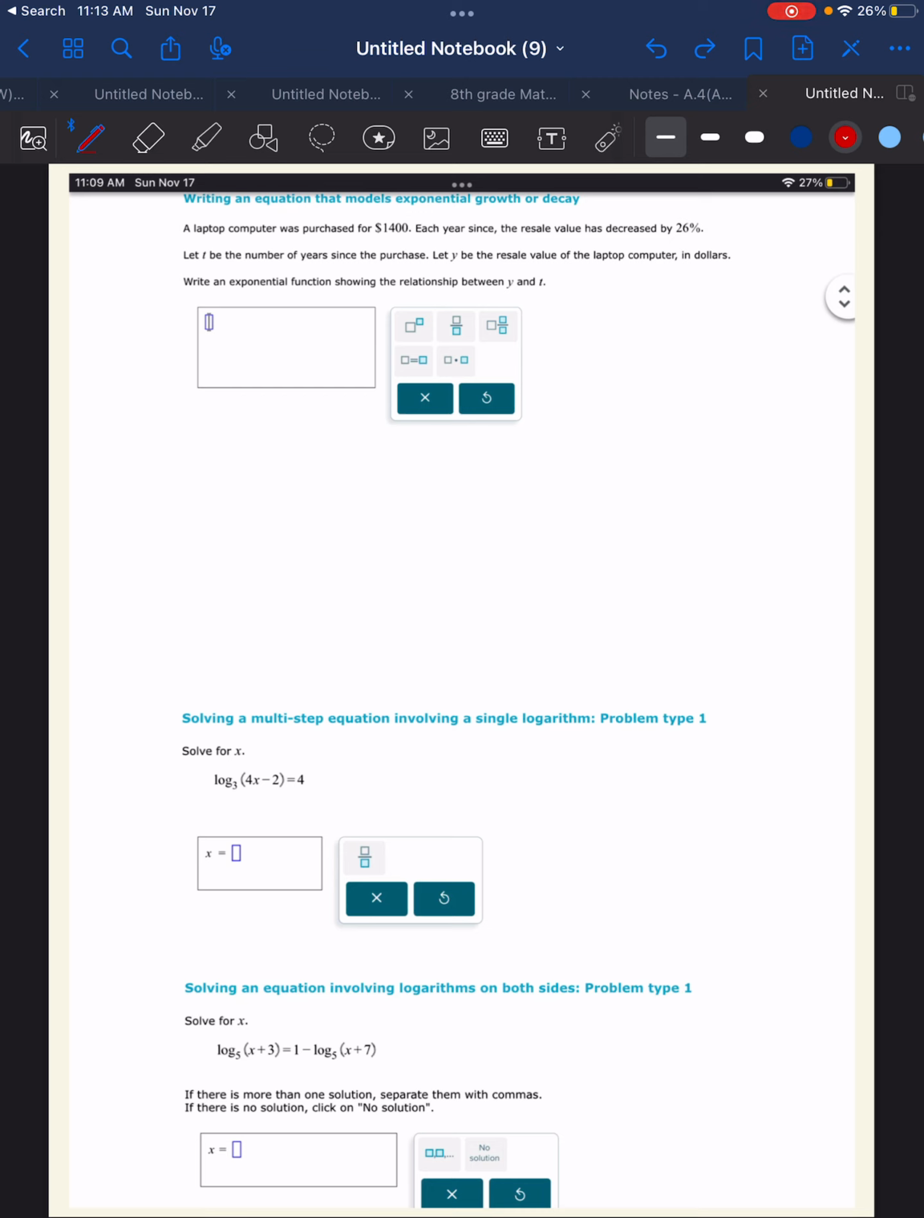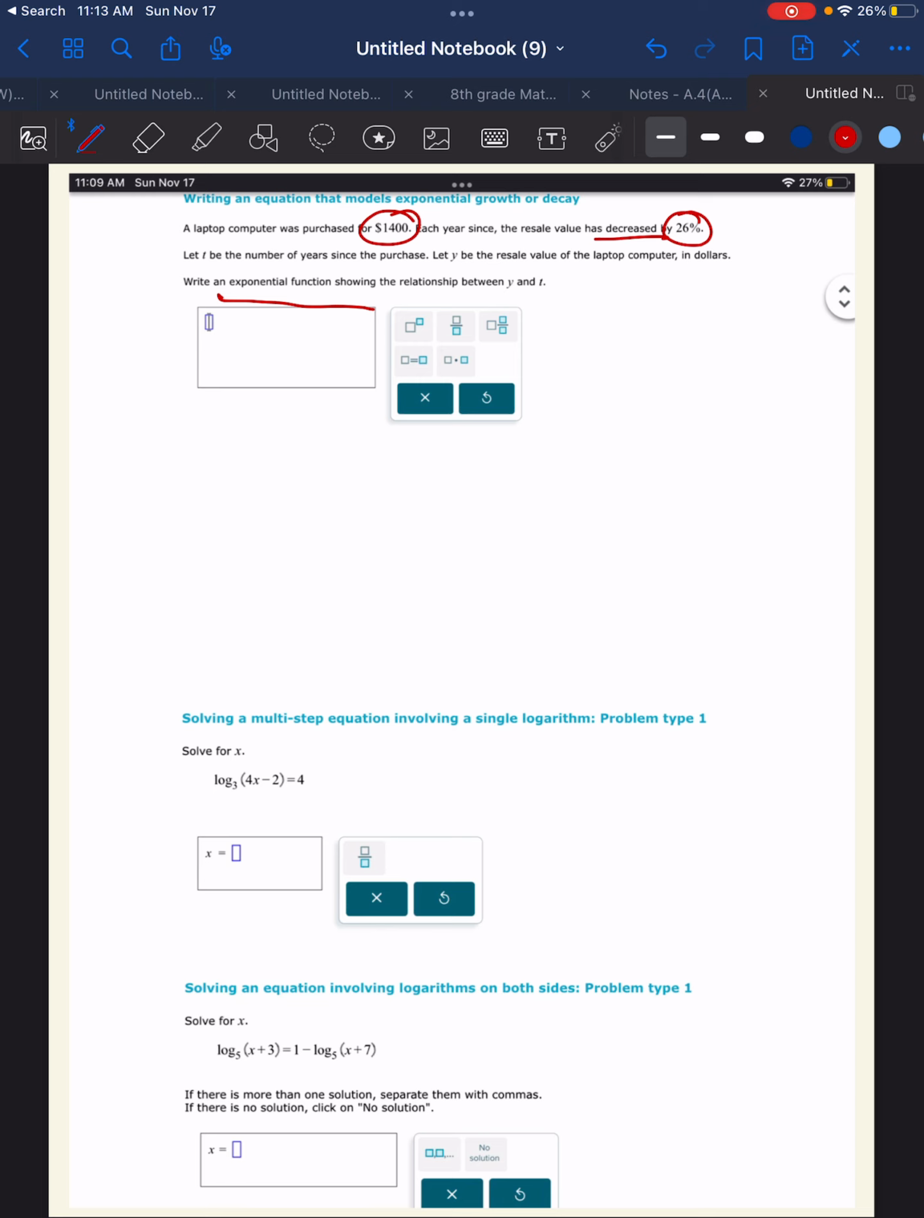So starting with number 1, it says a laptop computer was purchased for $1,400. Each year since, the resale value has decreased by 26%. Let T be the number of years since the purchase. Let Y be the resale value of the laptop computer in dollars. Write an exponential function showing the relationship between Y and T.